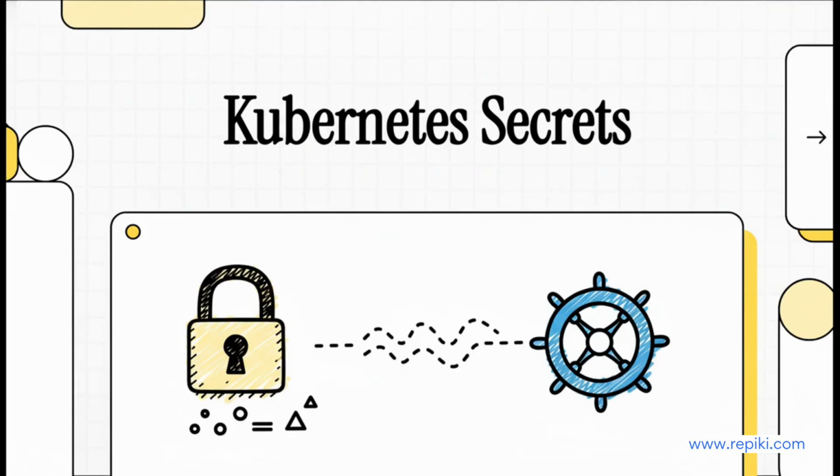Let's talk about something every single one of us has to deal with when we're building apps. Passwords, API keys, all that sensitive stuff. You know you can't just stick it in your code, right? That's a huge no-no. So today, we're diving into how Kubernetes handles this exact problem with its own tool, Kubernetes Secrets. Let's get right into it.